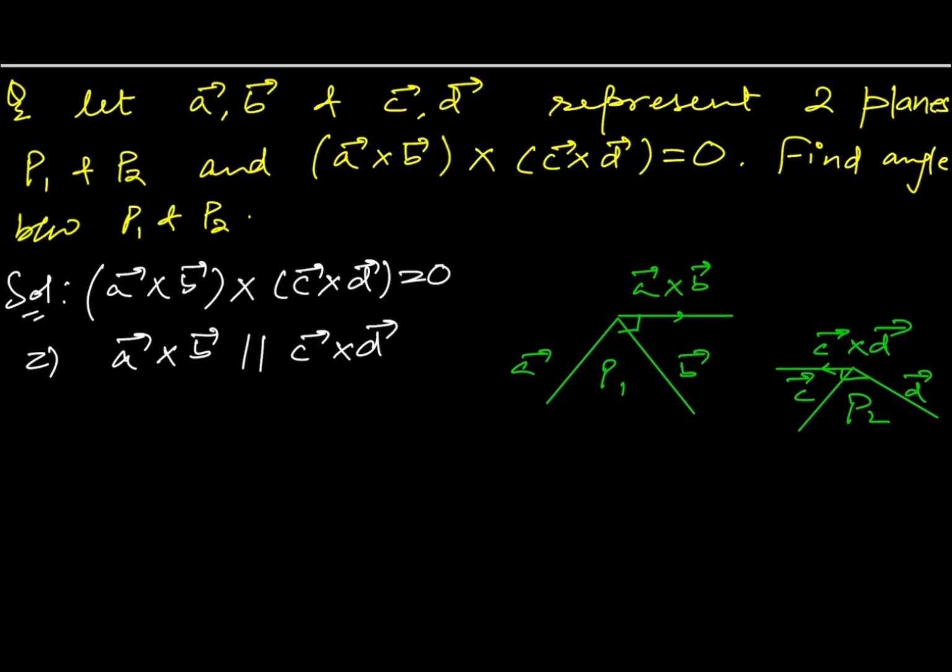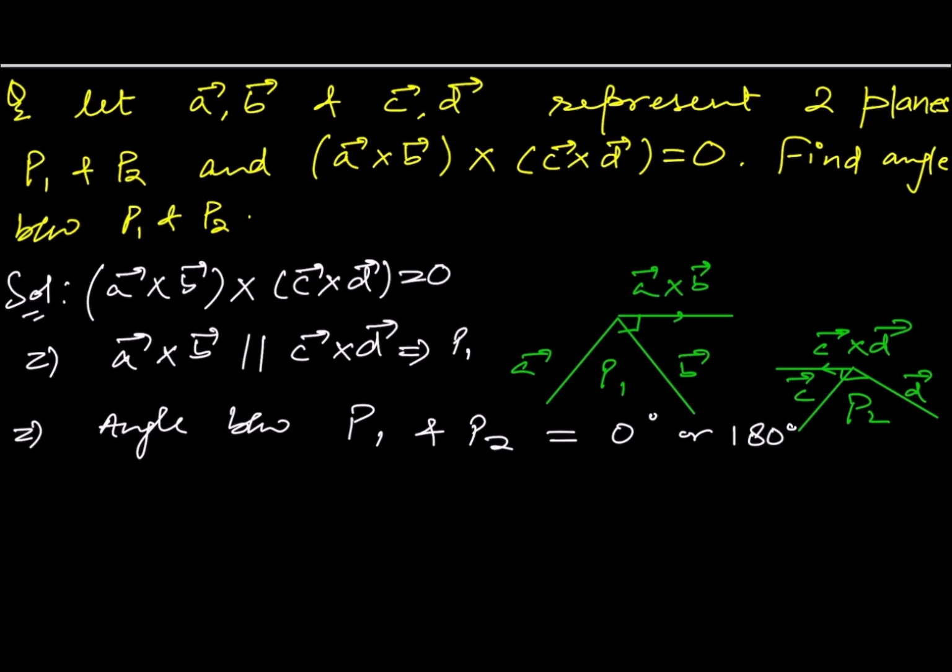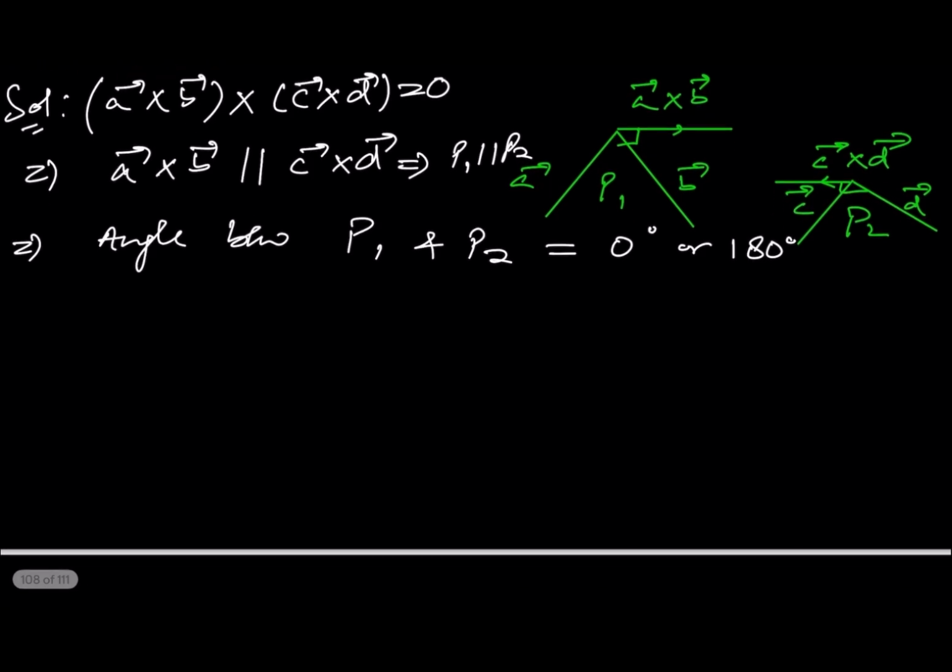So we can say the angle between P1 and P2 is 0 degree, or you can say 180 degree, right? Because A cross B is parallel to C cross D, this implies P1 is parallel to P2. Okay, so the question has been solved. Now let's come to the next question.